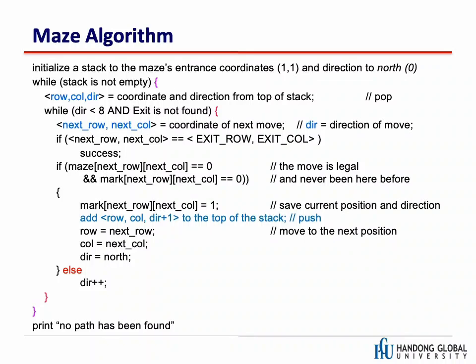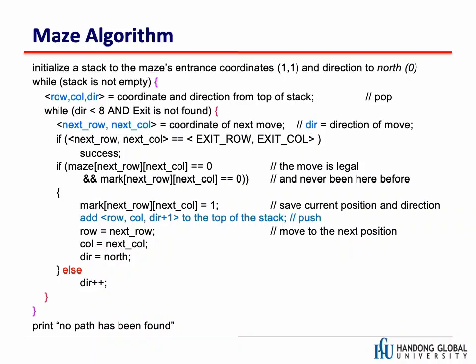So we go back to the second while loop, and we check if dir is less than 8. It means this direction is still possible, and possible means we have to check. Then we check the first if statement and the second if statement. And if the second if statement is not true, then we increase dir one more time, and one more time, and one more time. If dir is greater than or equal to 8, then we quit.